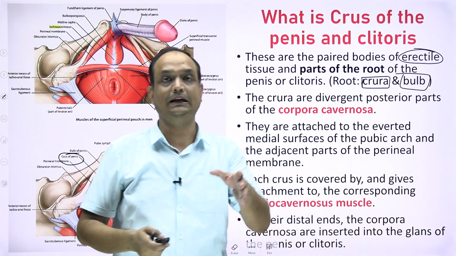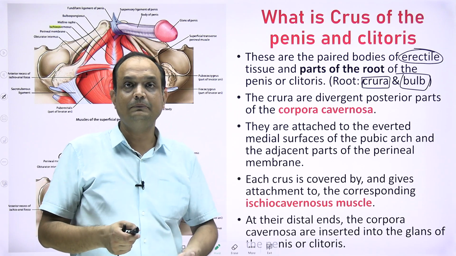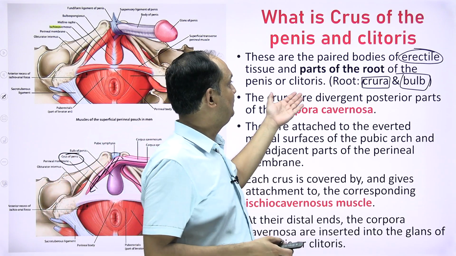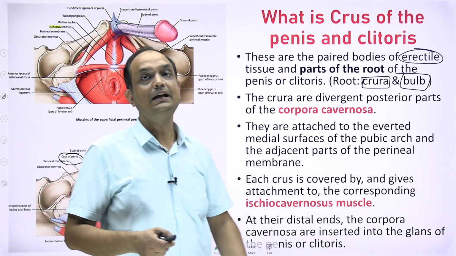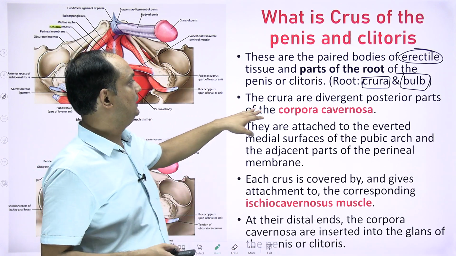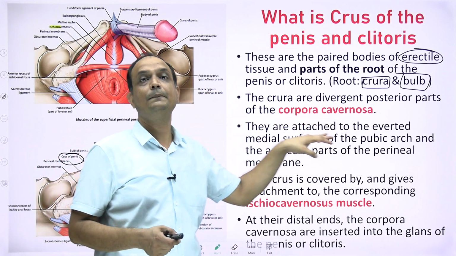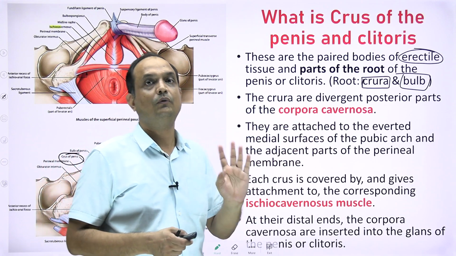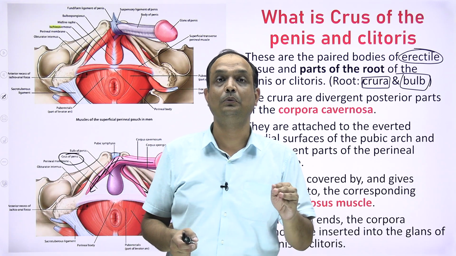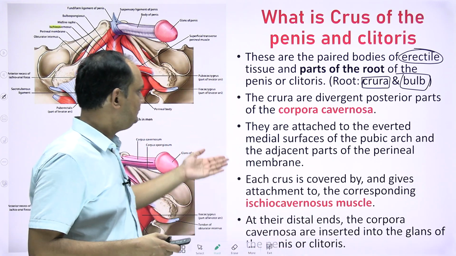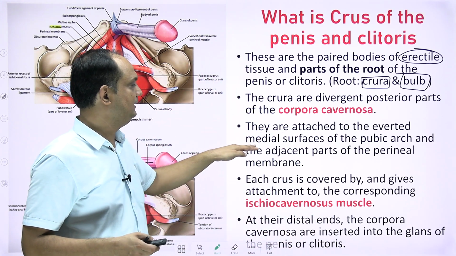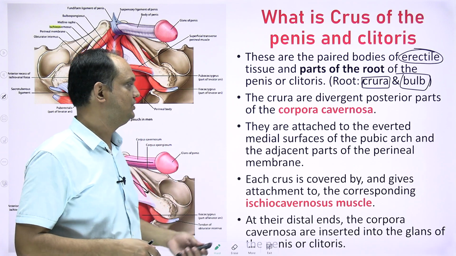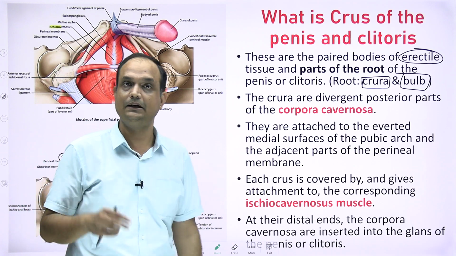So, crus is nothing but the proximal most part of the corpora cavernosa, which is an erectile tissue. So, the crura are the divergent posterior parts of corpora cavernosa. So, there should be no confusion about what is crus and what is corpora cavernosa. They are attached to the everted medial surface of the pubic arch and the adjacent part of the perineal membrane.